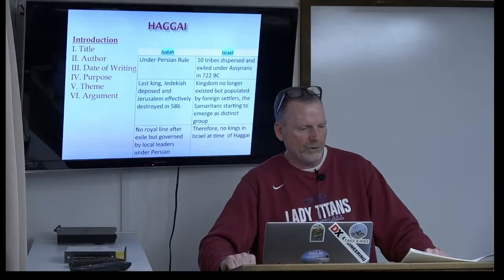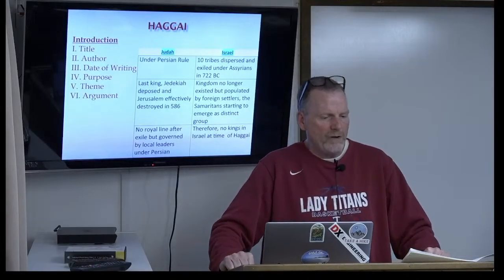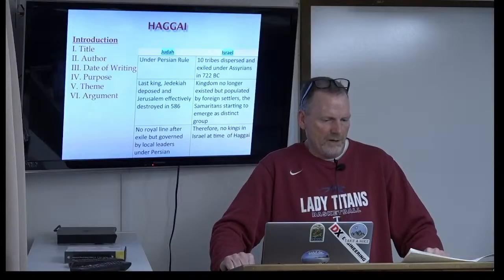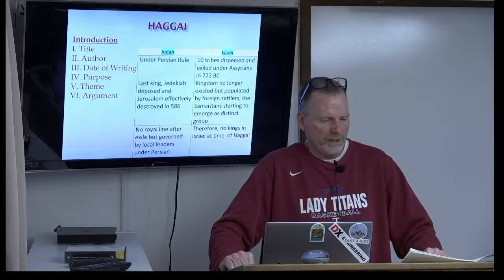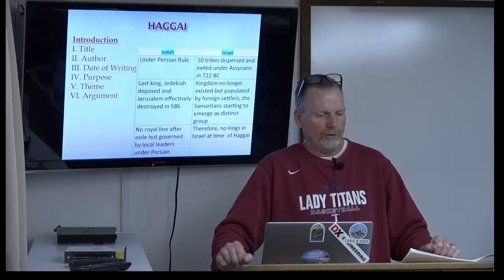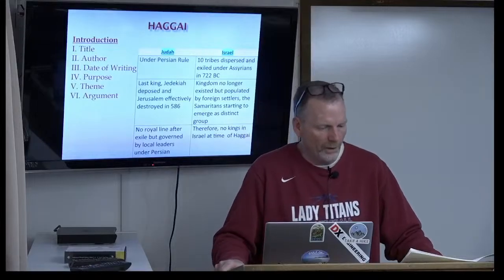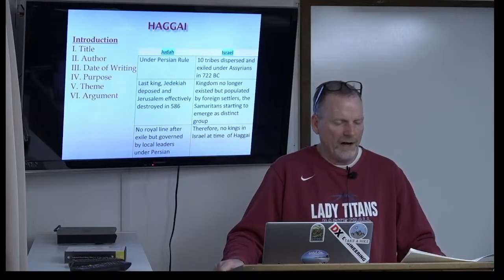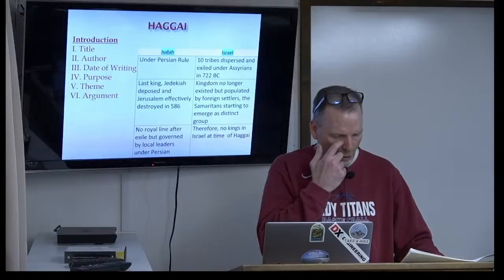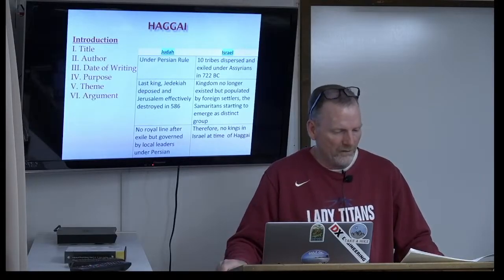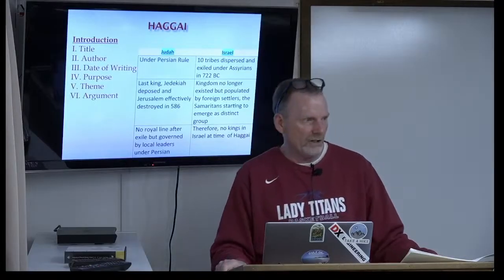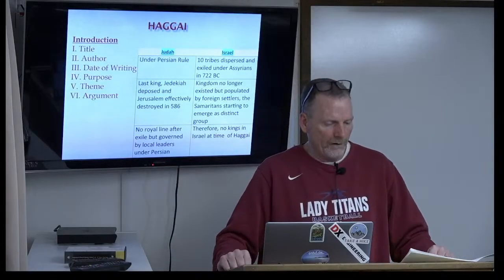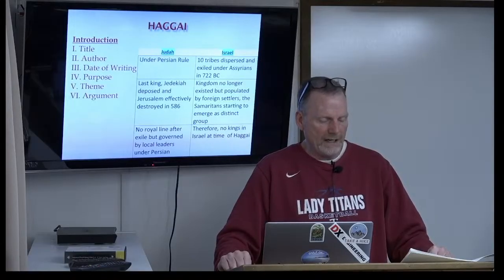His second message was delivered on the 21st of the 7th month, which was early in October of 520 BC. The third and fourth messages were delivered on the 24th of the 9th month, early in January of 519 BC. Thus Haggai prophesied between October of 520 and January of 519, so you can see that's a really tight time frame for Haggai's ministry.